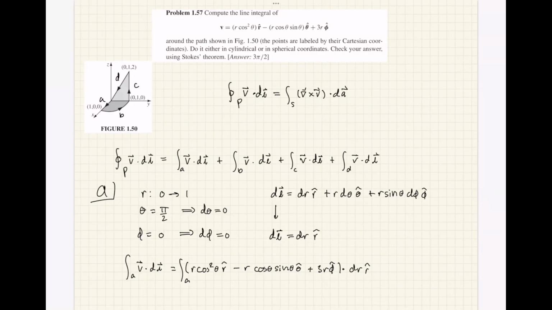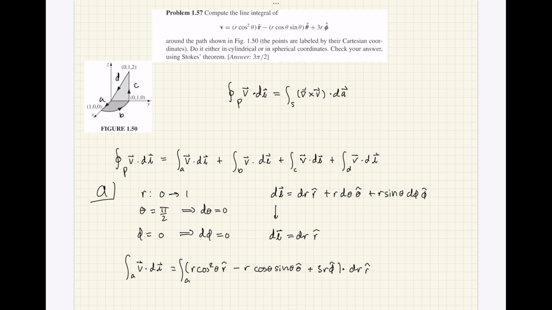I'll be going over Griffiths Problem 1.57, where we're asked to compute the line integral of this vector field around the path shown in this figure, and we're asked to do it in cylindrical coordinates or in spherical coordinates. We check our answer using Stokes' theorem. Stokes' theorem tells us that the closed path integral is equal to the flux integral of the vector field's curl over the surfaces. So let's start by calculating the closed path integral.